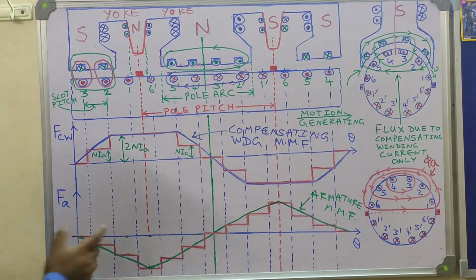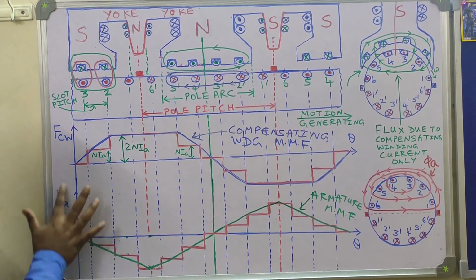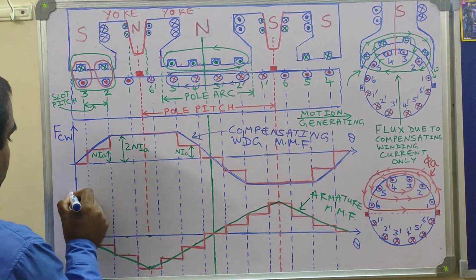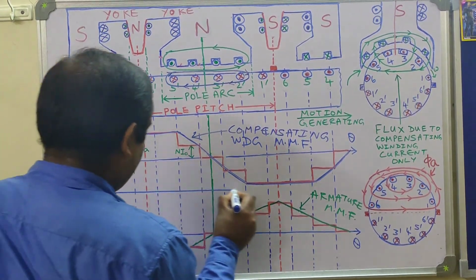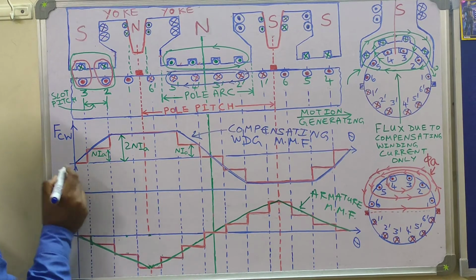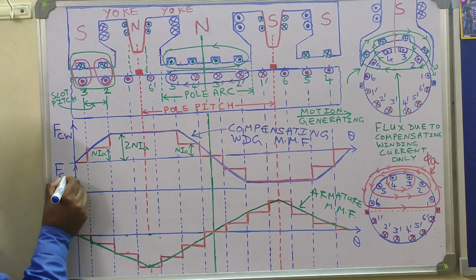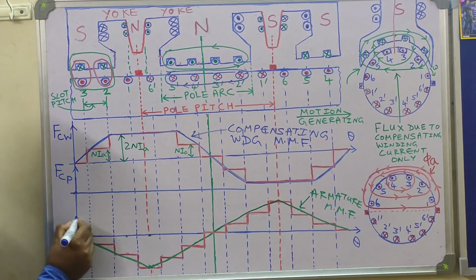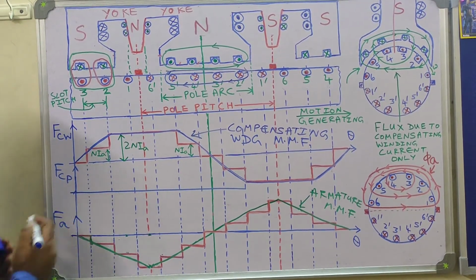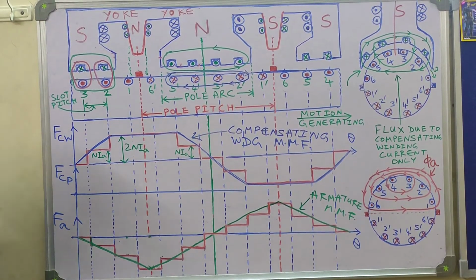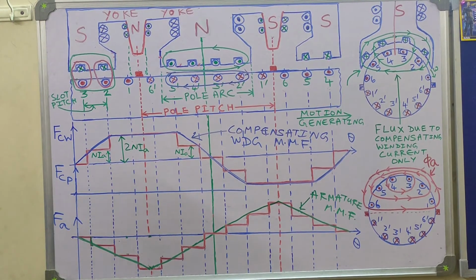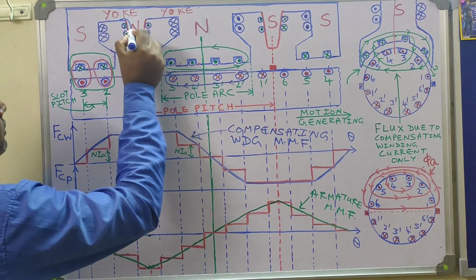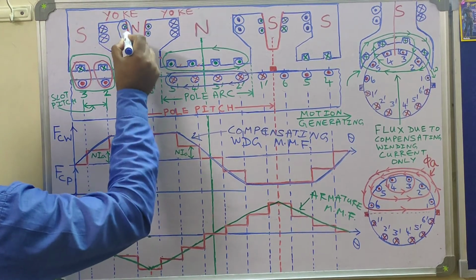Let me draw one MMF variation due to the interpoles. For this north pole only I am going to draw. Let's call this FCP. CP stands for commutating poles. This is my FA, that is armature MMF. Now you apply the same rule. What kind of rule? That you choose a closed path like this. So this is my closed path.